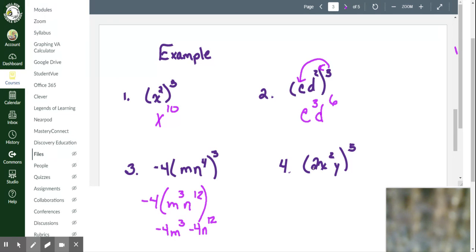Last but not least over here, 2 to the 5th would be 32, I believe. X to the 10th, y to the 5th. All right, I'm going to pause this, and that way I can get the other 2 sets of examples on the next part. Stay tuned for part 2.